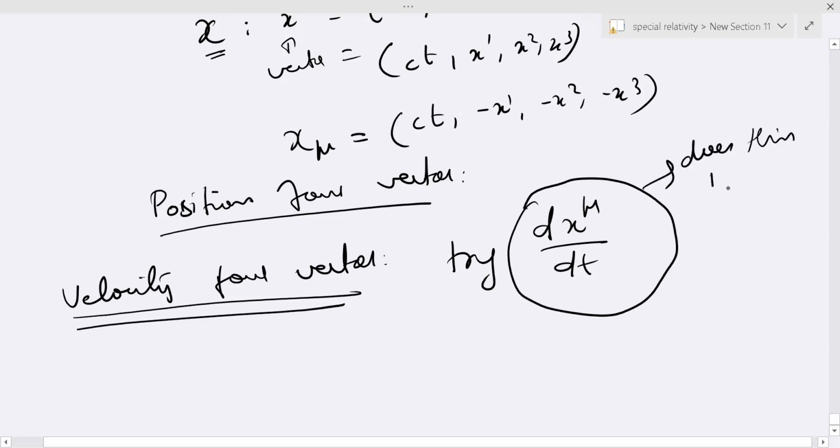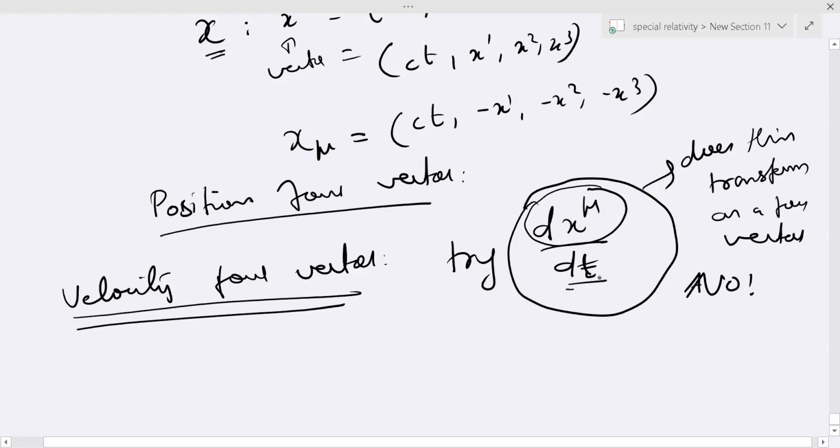Does this transform as a four-vector? The answer is no. Why? Because dx^mu transforms as a four-vector, but the denominator also has a non-trivial transformation, because time does not remain the same. Time changes under Lorentz transformation. So numerator and denominator both transform, and this does not transform according to the Lorentz transformation.